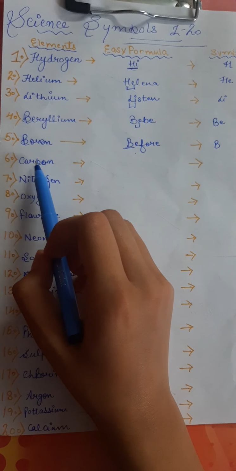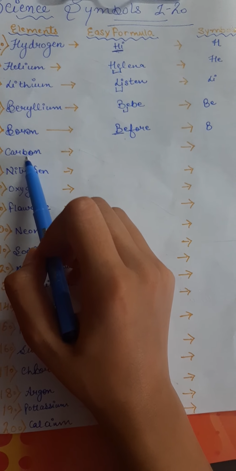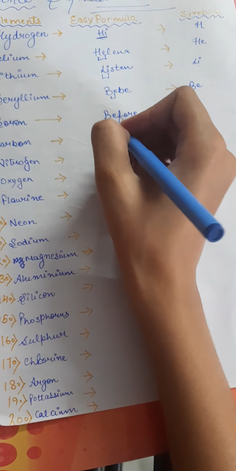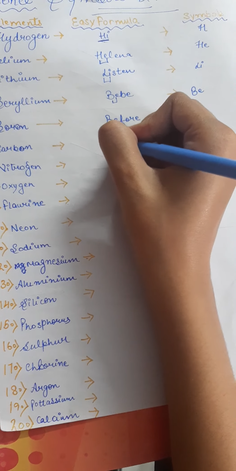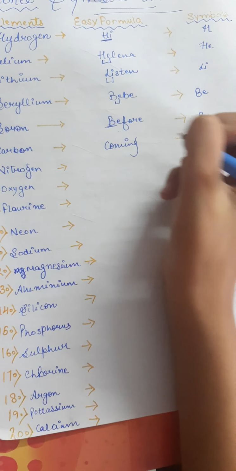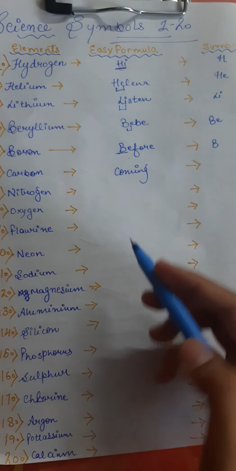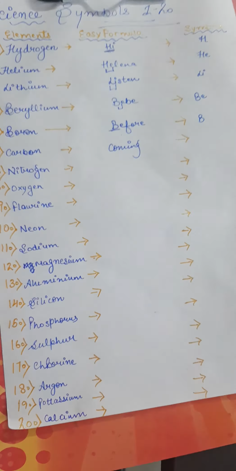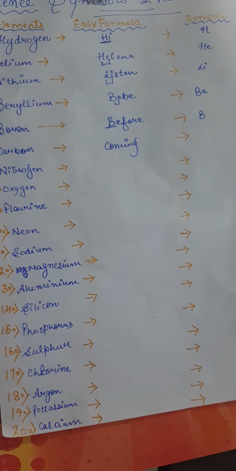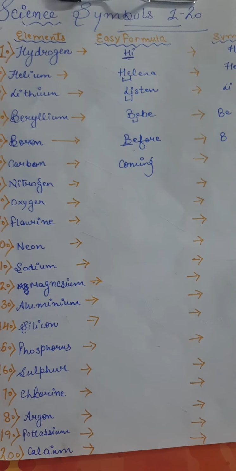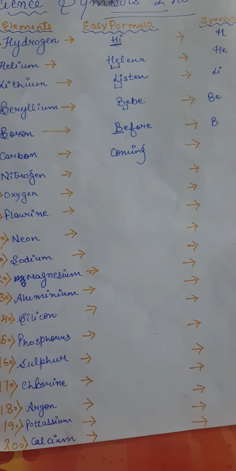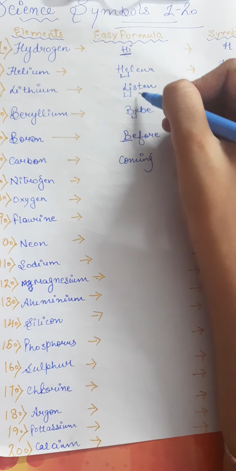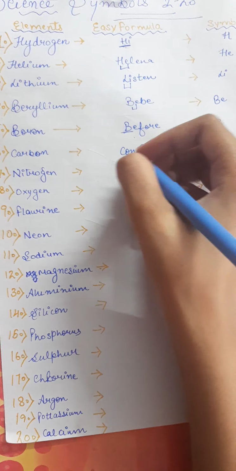Next one, the sixth, is carbon. Carbon we will write as coming. Hi Helena, listen baby before coming. Never offend Fluorine. Neslin, Na, Maggie. Allow Silas pass so close after kissing Carol. We have to just learn this one. It's very easy.